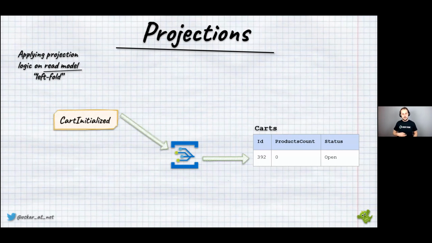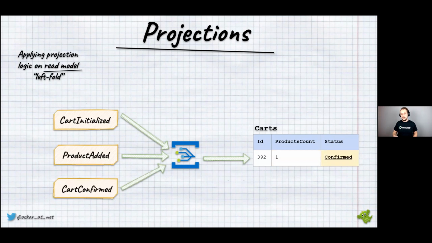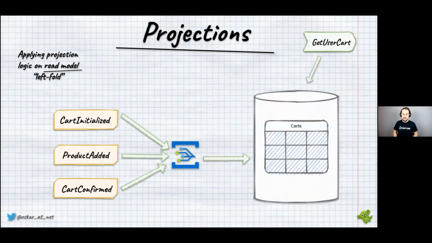So we can take a first event, for example, cart initialized. And if we are storing that data in a relational table, then we can create a new record in the relational table. After we get product added, then we may update data in the specific table. So for example, increase product count. And again, after cart confirmed, we can update the shopping cart status and set it to confirmed. So this approach is called left fold, because we are taking events from the left side and applying them one after another, folding the events into the state.